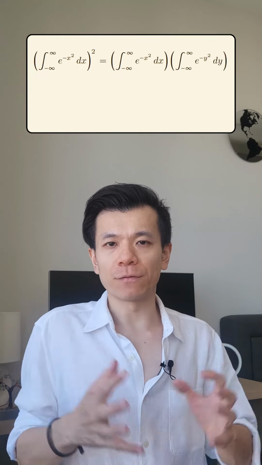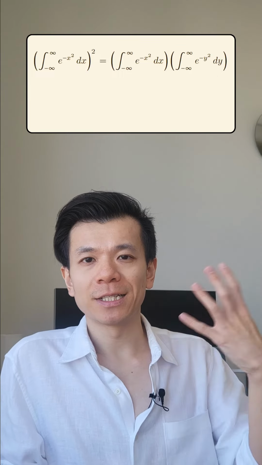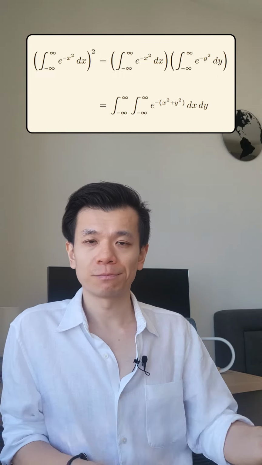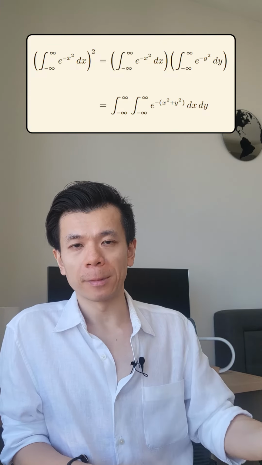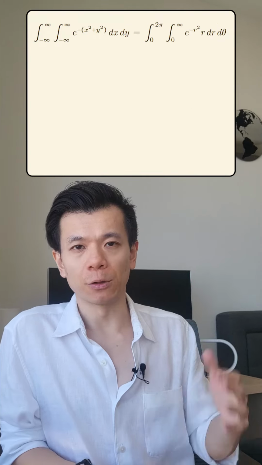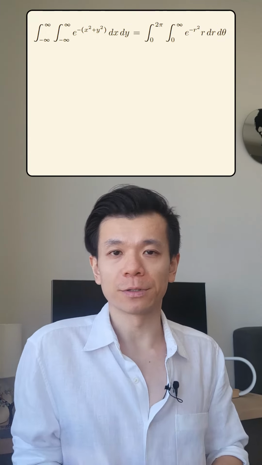We're essentially going to have a version in terms of x and another version in terms of y. And now what we do is we combine these two integrals into a double integral, like so. So we are basically integrating the function e to the negative of the quantity x squared plus y squared over the real plane. And here we switch to polar coordinates. So x squared plus y squared becomes r squared, and dx dy becomes r times dr d theta.